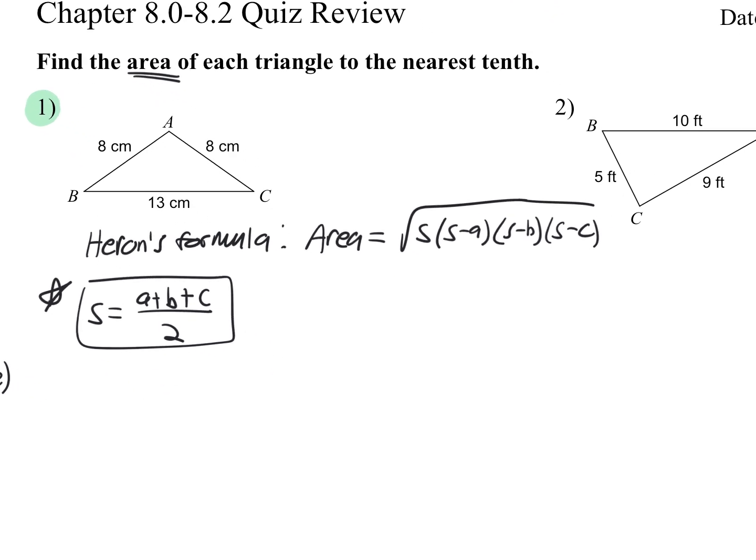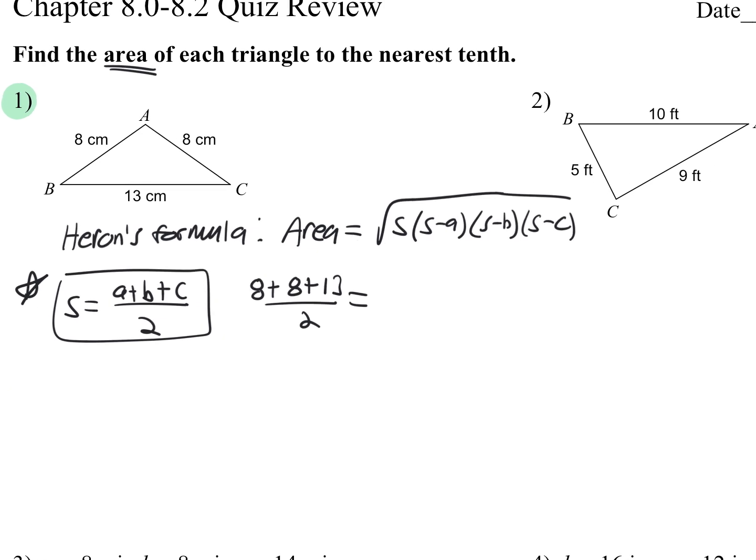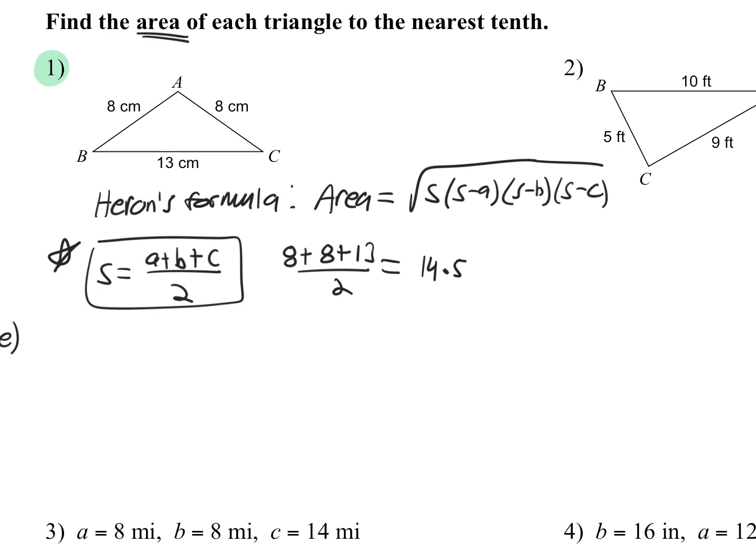All right, so good, right? It's A plus B plus C over 2. Let's plug that into our calculators. We should get 8 plus 8 plus 13 divided by 2. Again, guys, make sure you're not making any silly mistakes in your calculators. I would add the entire top first and then divide it by 2. All right, what do we get for S? Nice, 14.5.